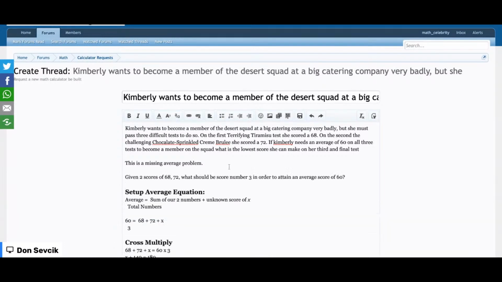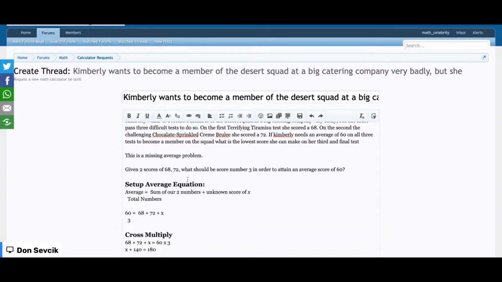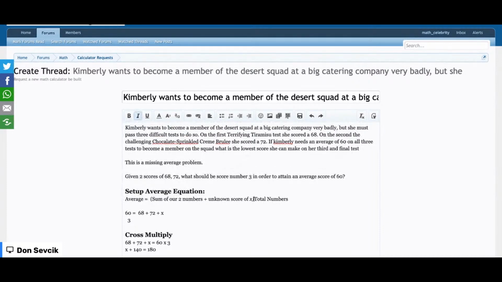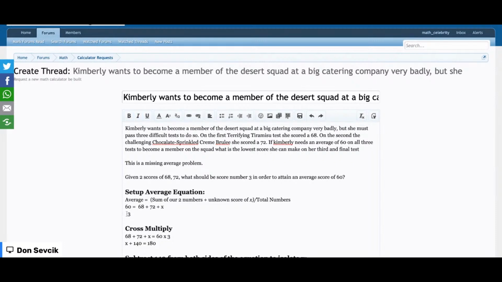All right. Given 2 scores of 68 and 72, what should be score number 3 in order to attain an average score of 60? All right. Let's start with the formula. Sum of our 2 numbers, and in this case we had 2 exam scores that we know, plus an unknown score of X divided by the total numbers is our average. That's going to be our final average.